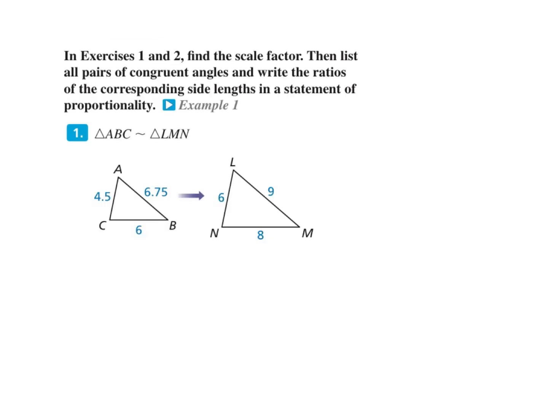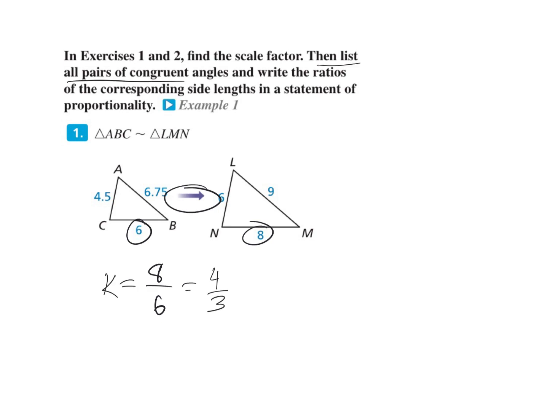Okay, so find the scale factor, and then list all the pairs of congruent angles and write the ratios of the corresponding side lengths in a statement of proportionality. Scale factor first. We're going to use these two. So that's 8 over 6 because we're getting bigger, so the bigger number goes on top. And so that's 4/3 for the scale factor, which we'll call K.